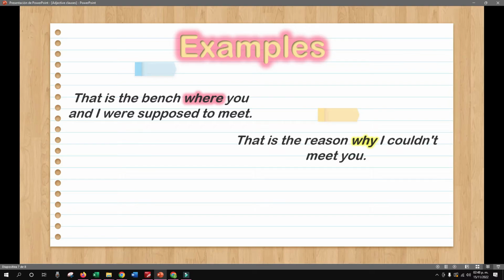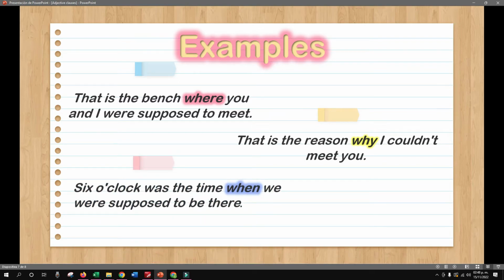Or you can say, that is the reason why I couldn't meet you. So that is the reason. You have here the relative adverb, right? Why I couldn't meet you, you're starting another sentence, giving a reason why, right? Also, you have here: 6 o'clock was the time when we were supposed to be there. So when, remember, you're going to use it when you talk about time.